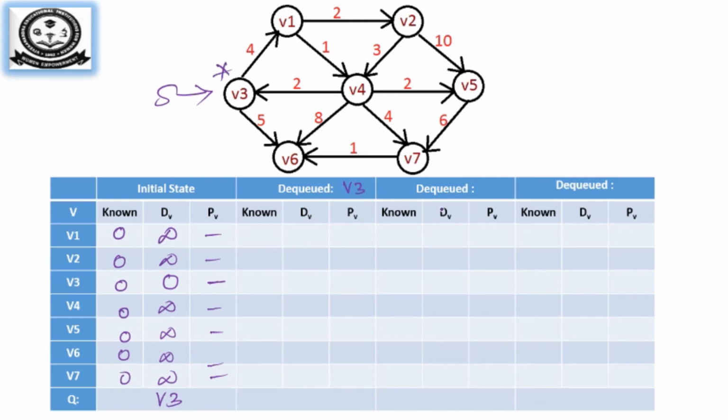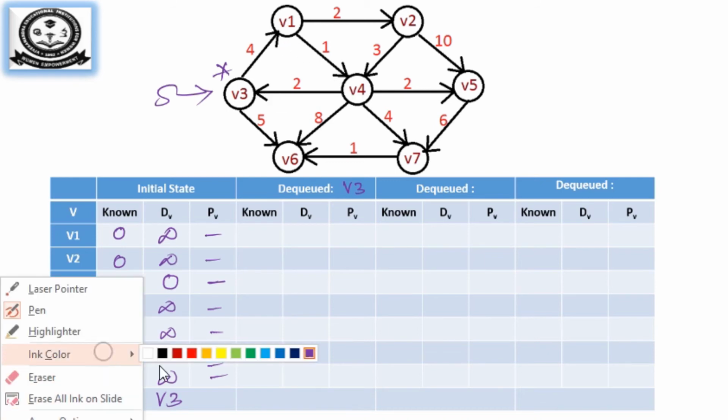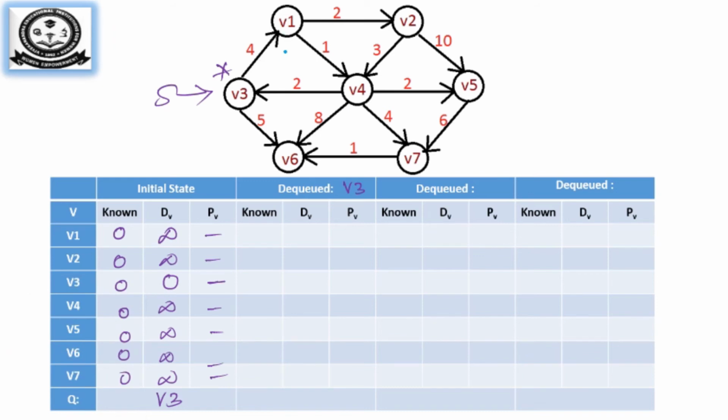From V3 where can I go? So I can go to V1 with a weight of 4. So you will have a weight over here, 4. Let me write the weight in some other color. So weight will be 4. And from V3 I can go to V5 with weight 6. So we'll update it. So it is going to be 0. From V1 the distance is going to be 4 and my previous vertex is V3. Similarly V6 distance is going to be 5 and the previous vertex is V3.